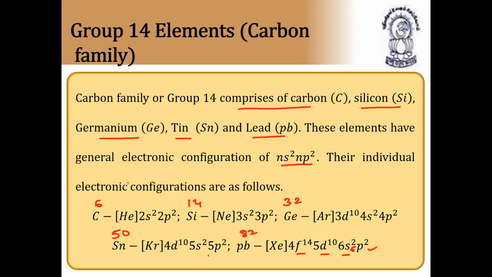So these are the electronic configurations of these group elements. The outermost configuration is ns2 np2. So if you see 2s2 2p2, 3s2 3p2, 4s2 4p2, 5s2 5p2, and 6s2 6p2, these are the outermost electronic configurations of 14 group elements. Next, continuation.